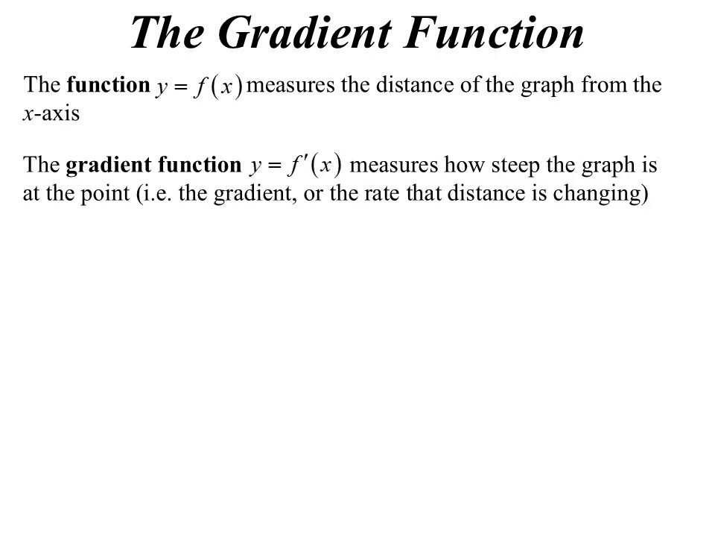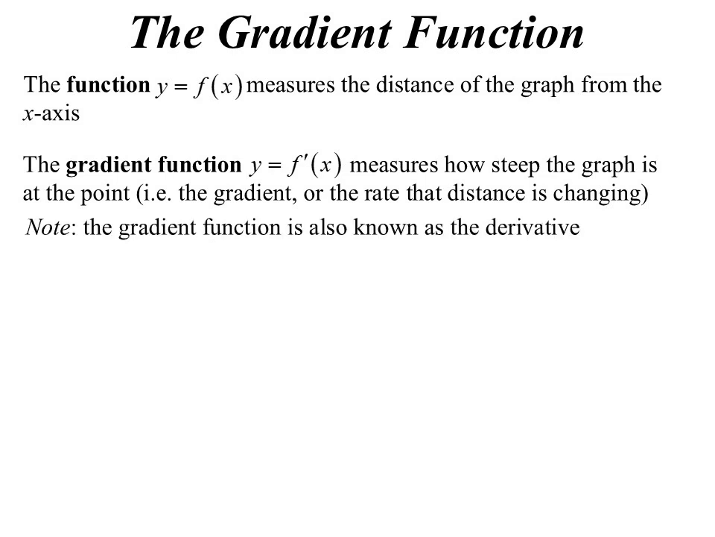The gradient function, and the notation for that is we put a dash there, so f dash x, so we know we're talking about the gradient function rather than the function itself, tells us how steep that graph is at that particular point. In other words, the gradient of the curve, hence why it's called the gradient function. Another way of thinking about it is the rate that y distance that we were measuring before changes, how quickly it changes. That thing that we call the gradient function has another name which we've heard of, the derivative. That essentially is what the derivative is.